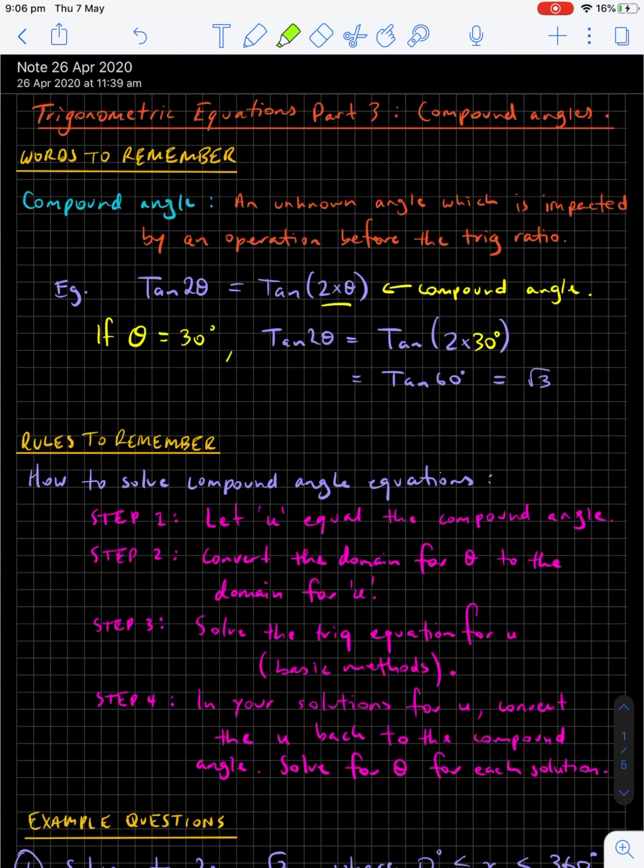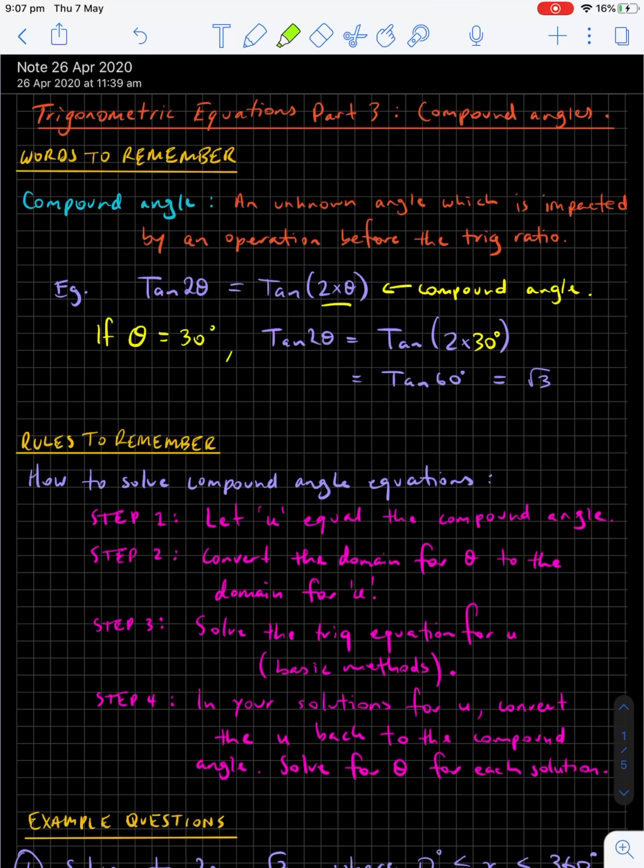Hey guys, so for today's lesson we're going to be dealing with trigonometric equations part 3, which is to do with compound angles. So what do I mean by a compound angle? It's an unknown angle, like theta, which is impacted by an operation before the trig ratio is applied. An example of this is, say, tan of 2 theta. And the reason is because this is the same as tan of 2 times theta.